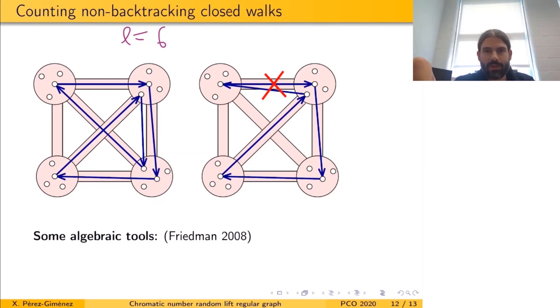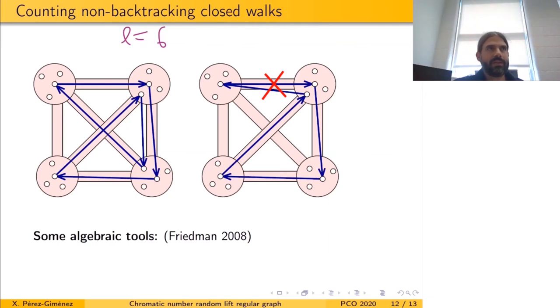So this is a sharp U-turn, so this is non-backtracking. See, this is backtracking. And the reason I cannot do that is because remember that in my lift, I'll have a perfect matching between two fibers. So there's no way I can go along a matching and come back without reusing the same edge. So what I'm trying to say, maybe not very successfully, is that in order to understand cycles of length L in a lift, you need to understand non-backtracking closed walks in the base graph.